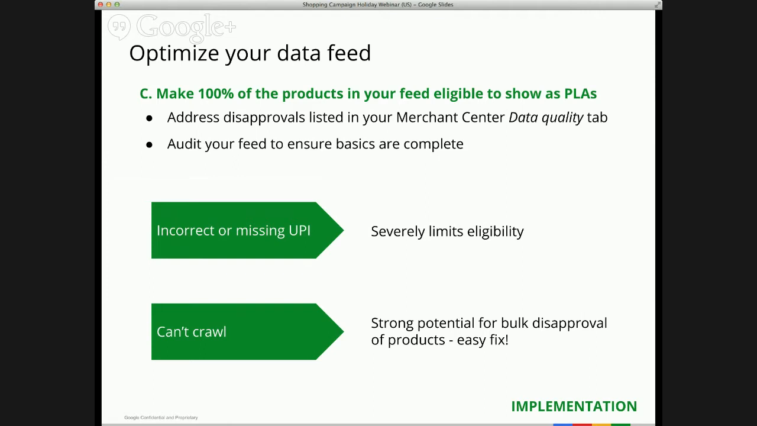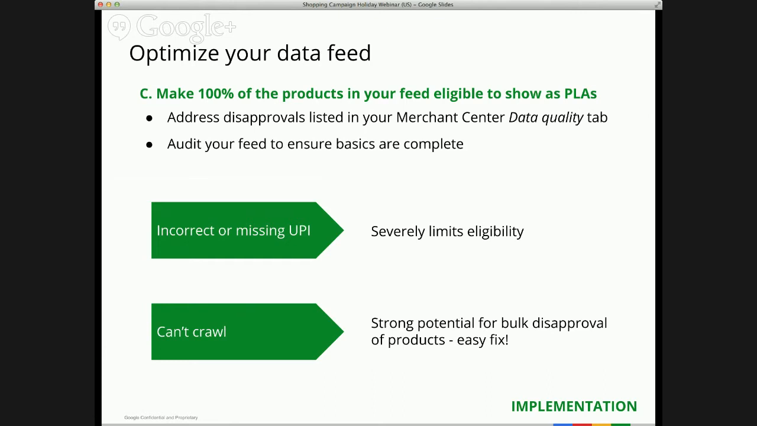Even if you do nothing else to address item level disapprovals, there are 2 that you should be auditing your feed for. The first one is, find a way to get that feed as a CSV or a text file, open it up in any spreadsheet editor, go to the top column that's labeled GTIN, and filter for any rows that are missing that value. If you do not have a UPI, which also stands for Unique Product Identifier, in your GTIN attribute, you severely limit your product's ability to show.